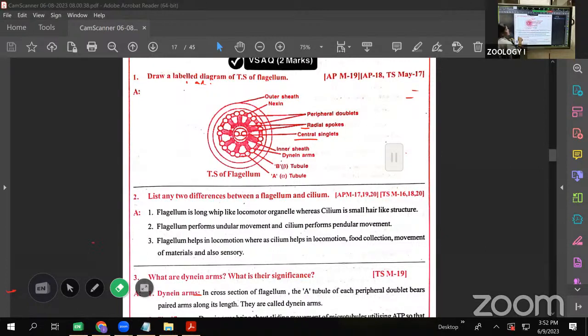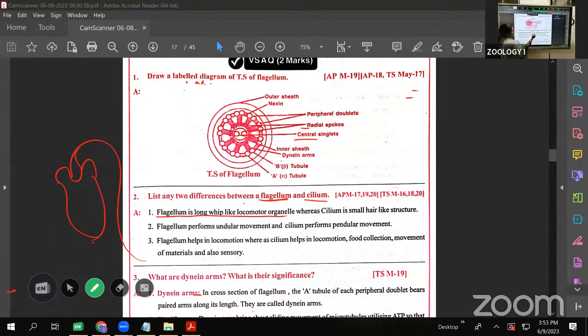Next one is the differences between cilia and flagella. Clear? What are the differences between the cilia and flagella? Cilia is present in the paramecium. The flagellum is present in the euglena. You know already, in the SAQs we discussed binary fission, and in that we discussed the types of flagella. What does flagellum mean? Flagellum is a long whip-like locomotory organelle. For example, this one is a euglena. Euglena has a long whip-like structure present. This we call a flagellum.